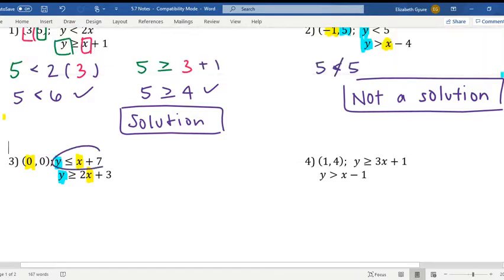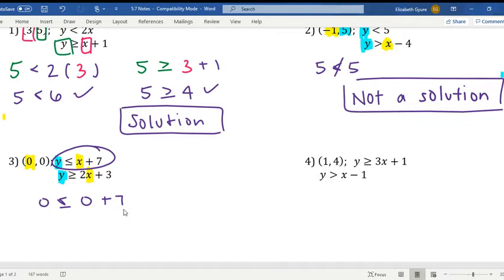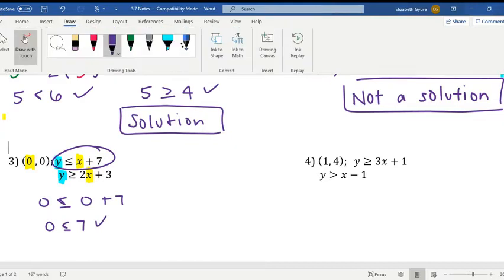So let's take a look at this first one. We're going to have a y, and y is 0, so we're going to have 0 is less than or equal to 0 plus 7. And remember, anywhere you see adding, subtracting, multiplying, dividing, make sure you simplify that. Over here on the right, we're adding, and 0 plus 7 is still just 7, right? Nothing changes. Is 0 less than 7? Definitely. 0 is less than 7. That one works. So that's good, but we need to now see if it works in the other one.